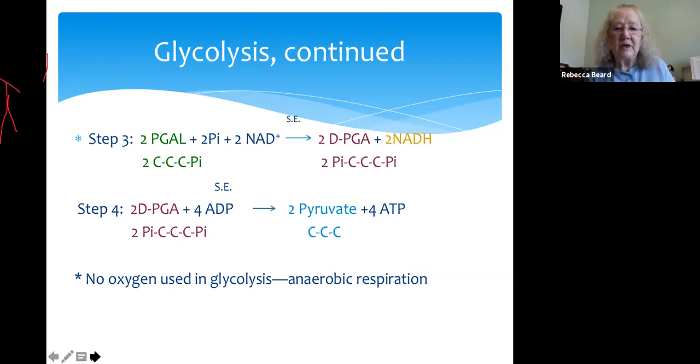So any questions about glycolysis? All right, let's go to the next stage. Now, what do we have? We have pyruvate here. And so pyruvate is going to go into the next stage, which is called the oxidation of pyruvate. So we went through all of these crazy steps to get to pyruvate.